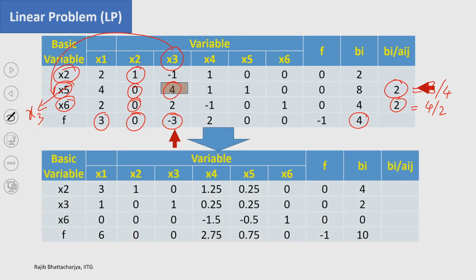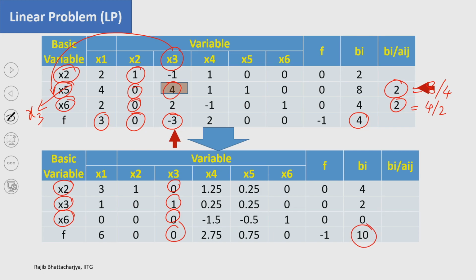So, if I do that, we are getting this table. Now x2 is a basic variable, x3 is a basic variable, x6 is a basic variable, and here in x3, this is 0, this is 1 and this is 0 and this is 0, and what solution are you getting?